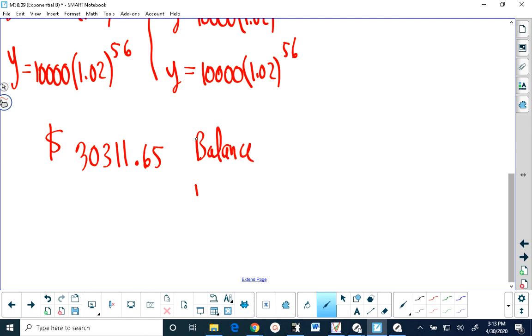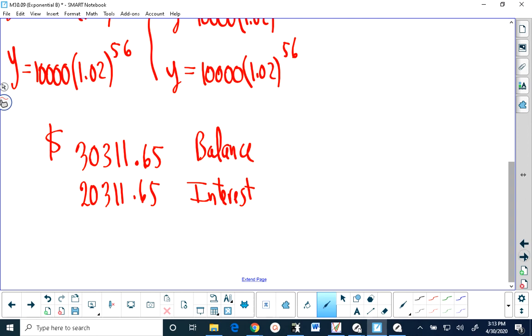The interest, again, will be the difference between the balance and her original investment. So if I subtract 10,000 from that, I get an interest of $20,311.65. And one of the lessons to be learned here is that that's more interest than Jerry earned. So the more frequently you get interest calculated, even though it's a smaller amount, the better off it is for you because you'll get more money.